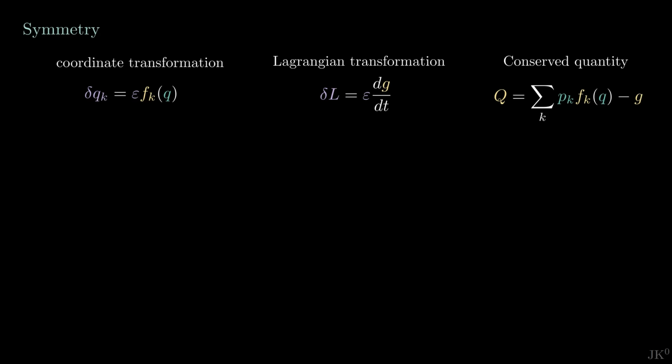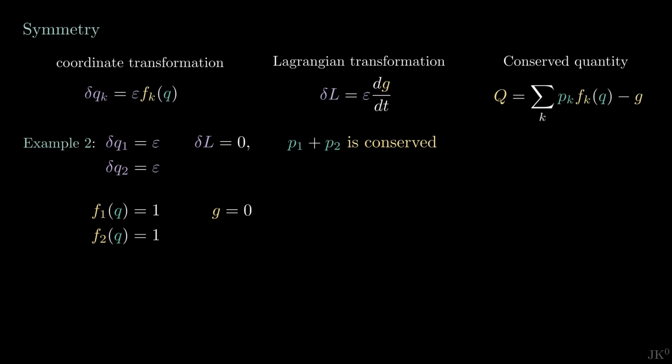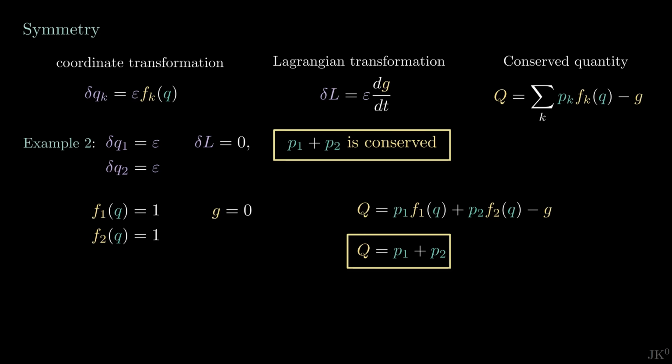The second example was the system of 2 interacting particles. We found that under this transformation, the Lagrangian remained invariant, and the conserved quantity was the total momentum p1 plus p2. From the transformation, we find that the functions f1 and f2 are both equal to 1 and g equals 0. Q becomes this combination, which reduces to p1 plus p2, in perfect agreement with the previous result. We conclude that the total linear momentum is conserved due to the invariance of the system under spatial translations.